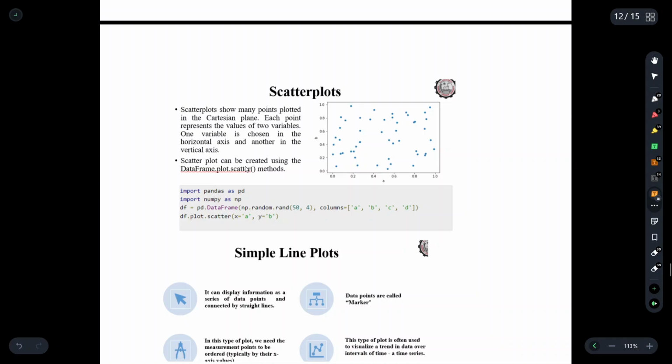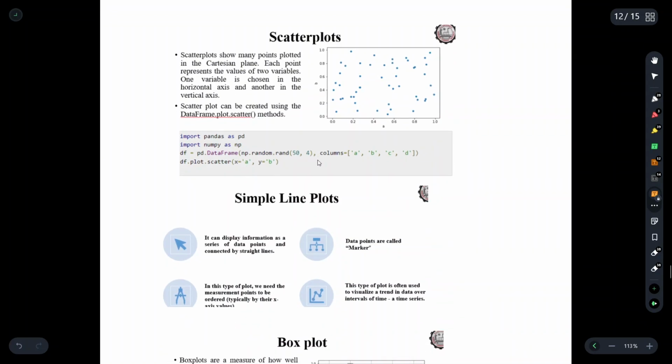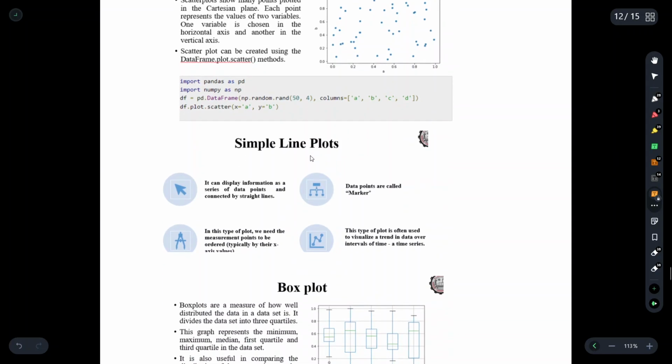A scatter plot will have some random points, say 50 points overall. So columns A, B, C, D. Scatter plot, x is equal to A, y is equal to B. It can display the information as a series of data points. Data points are called markers.